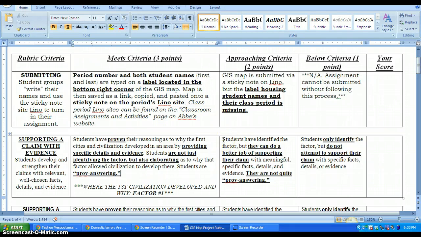Okay, your second box. You've pointed out your factor, but you can do a better job of supporting the claim. You're not quite prevancering. You're not showing me everything you know. Then finally, one point: you're just telling me the factor. Like you're just saying there's a river in Afghanistan and I think civilization started there. Well, you're not telling me anything. Tell me why you think that. Why was the river important for civilization? What was it used for? What did the people need it for? Why didn't they go somewhere else? So you have to really go beyond just saying what you think it is. So I actually need five of those.